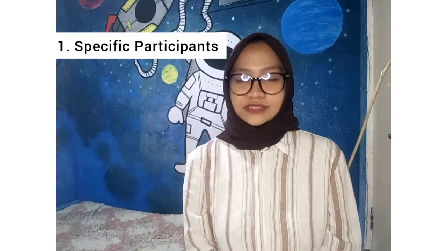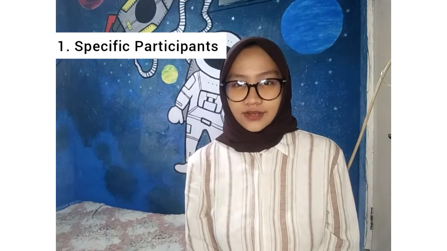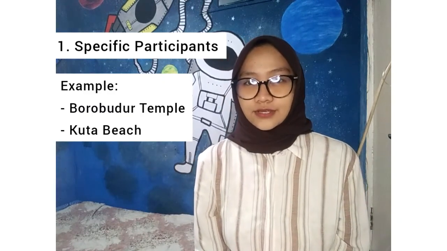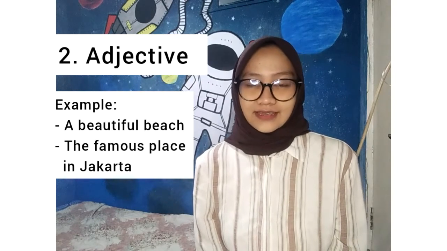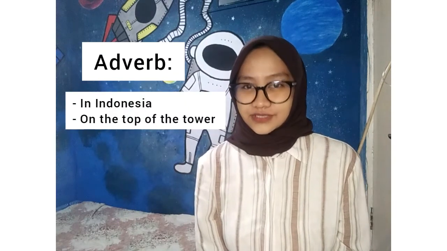Next, the language features of descriptive text. Just like any other text, descriptive text also has its own language features. Here are the language features used in a descriptive text. First is specific participants. It has a certain object, which is not common, and is unique or only one. For example, Borobudur Temple, Kuta Beach, etc. Second, we use adjectives to clarify the noun. For example, a beautiful beach, the famous place in Jakarta, etc. We also use adverbs such as in Indonesia, on the top of the tower, etc.